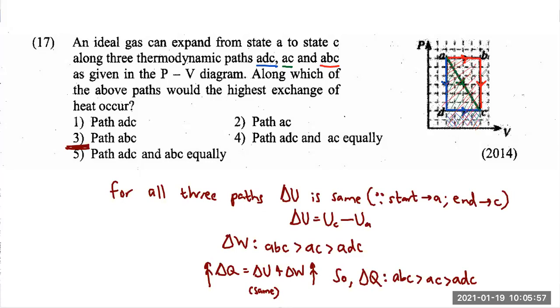During ABC, guys, BC, no work done. True. But during AB, there will be work done. The part I have highlighted in red is the largest amount of work done. All right.